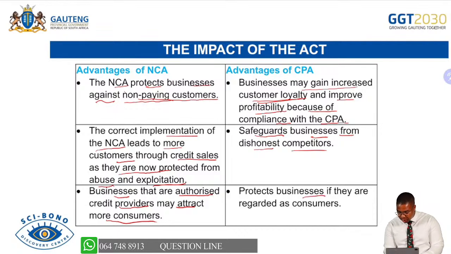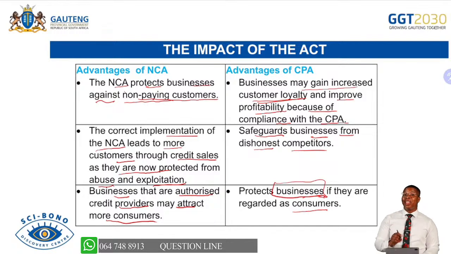It protects the business if they are regarded as consumers. It will also protect the business, because somehow they need to go and buy their raw material. They need to go and buy their stock. So they are then considered to be consumers at that point, because when a particular business is going to stock a product, wherever they stock, the supplier considers that particular business to be a consumer. So in that process, the business will be protected as well. So that is another advantage.